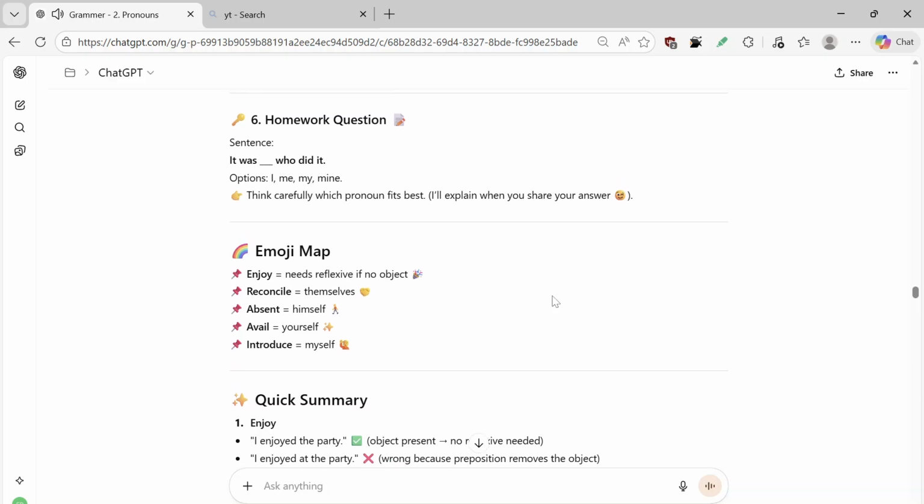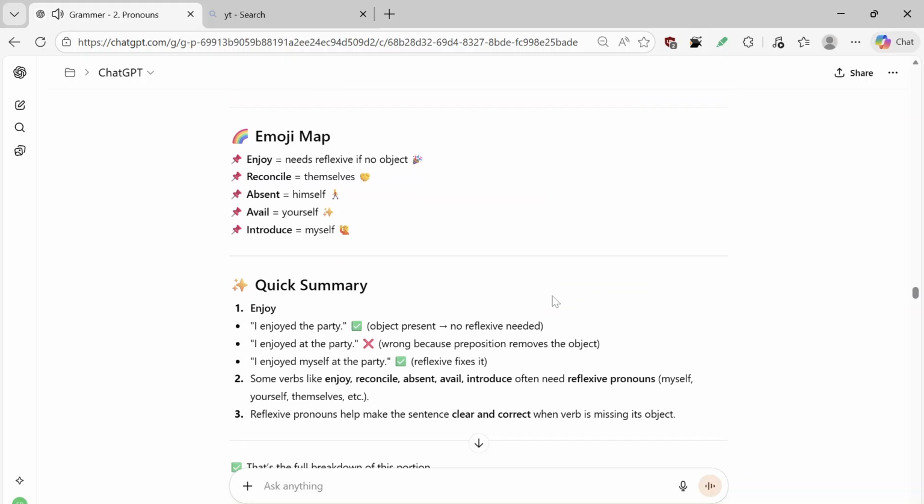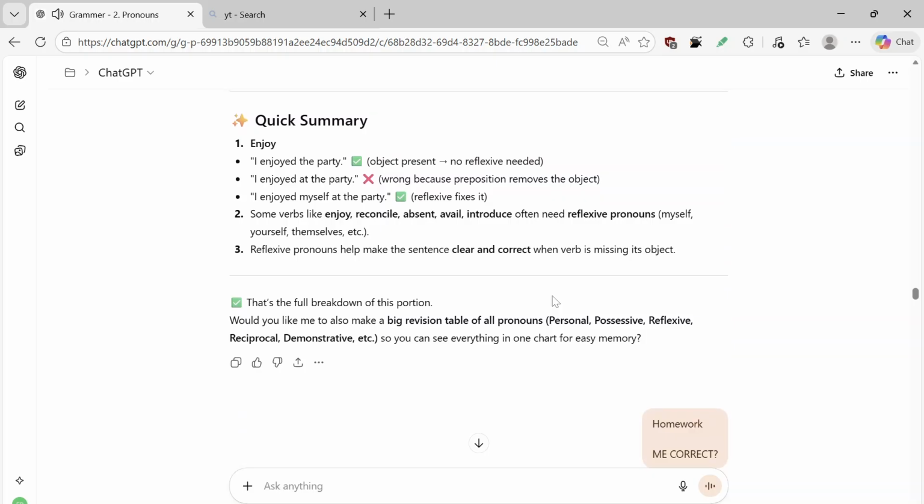Emoji map. Enjoy needs a reflexive if there is no object. Reconcile, themselves. Absent, himself. Avail, yourself. Introduce, myself. Quick summary. 1. Enjoy. I enjoyed the party. Object present, no reflexive needed. I enjoyed at the party. Wrong because the preposition removes the object. I enjoyed myself at the party.